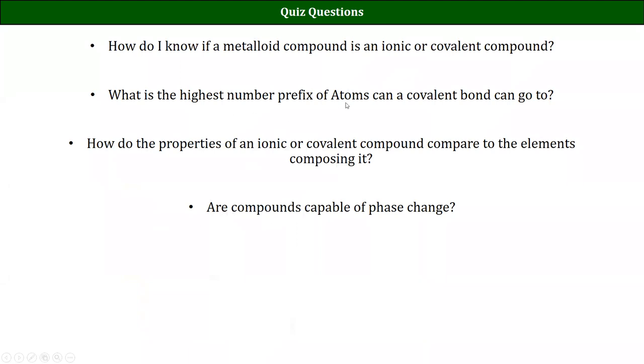What's the highest number of atoms a covalent bond can go to? So we added some more context to this when we started talking about VSEPR geometries, right? When we're talking about covalent compounds, you can have a whole bunch of prefixes. You can go up to like into the 20s as far as using those prefixes. We don't really worry about anything past 10 for the most part, though, because most molecules are going to be governed by what that central atom's geometry is.